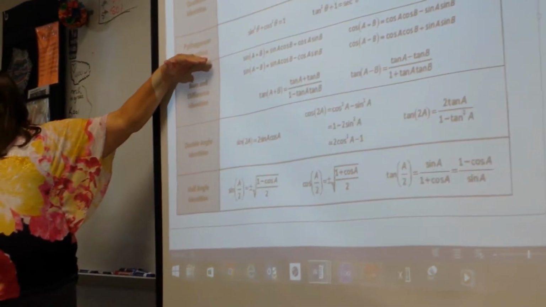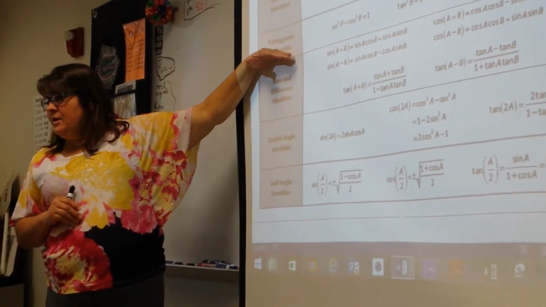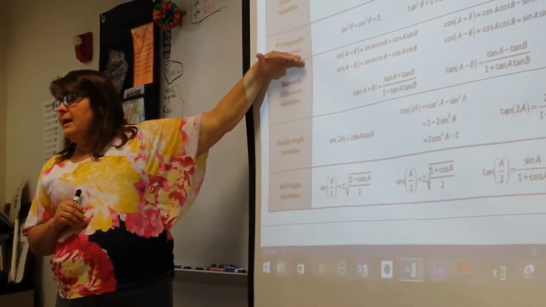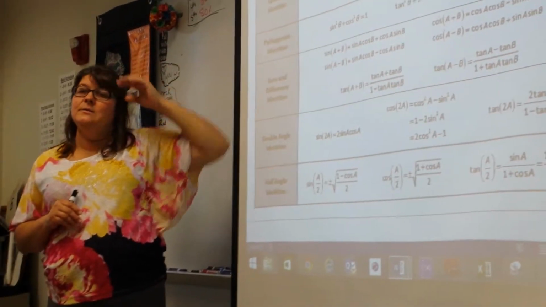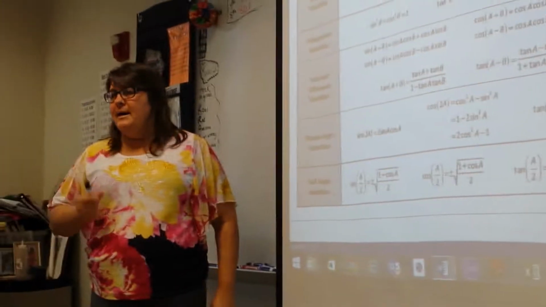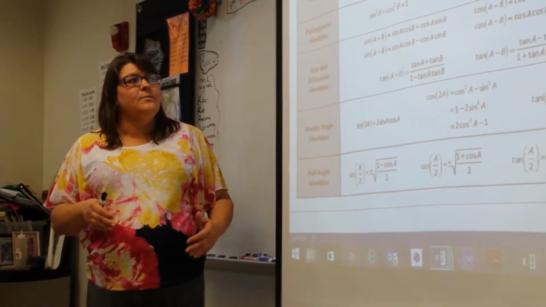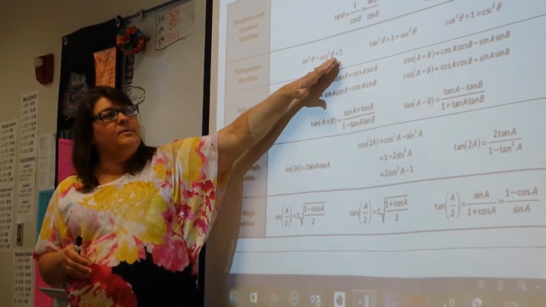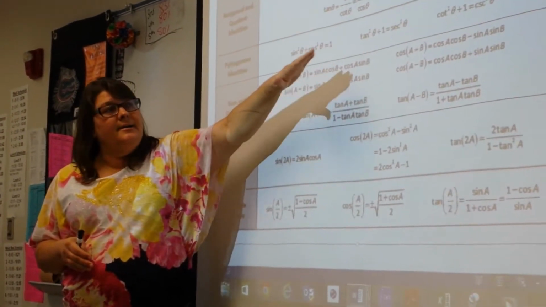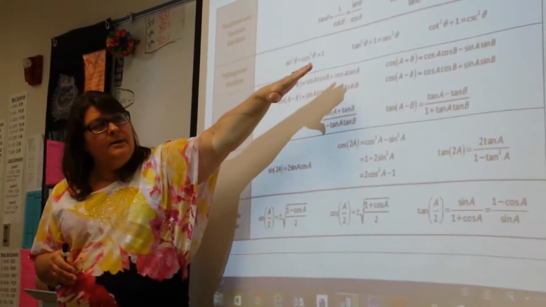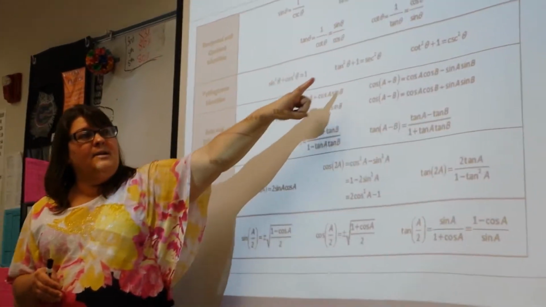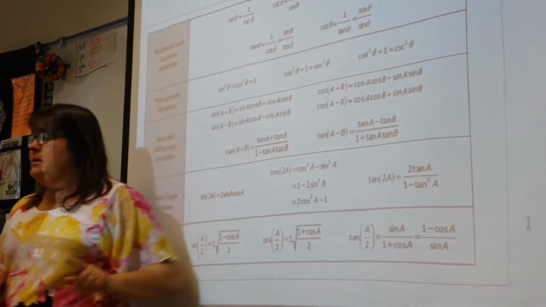If I was to say by far the most important identities that you're going to utilize, these would be the ones. These are the ones that you need to be able to recognize right off the bat. If I'm writing notes on these, I see the originals. I see sine squared plus cosine squared equals 1. I see tangent squared plus 1 equals secant squared. And I see cotangent squared plus 1 equals cosecant squared.